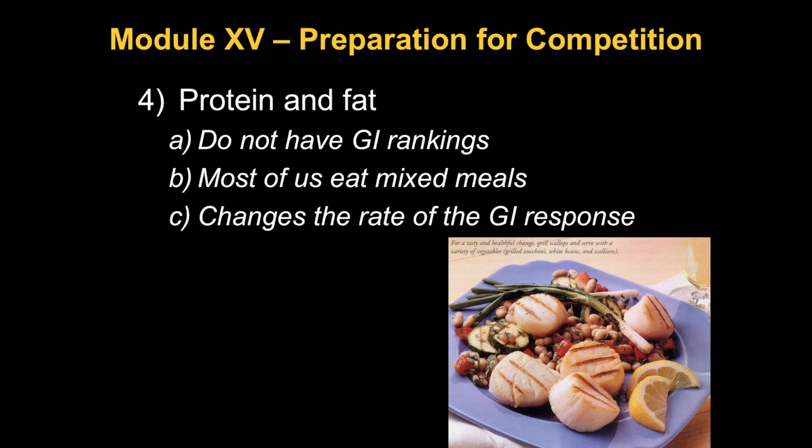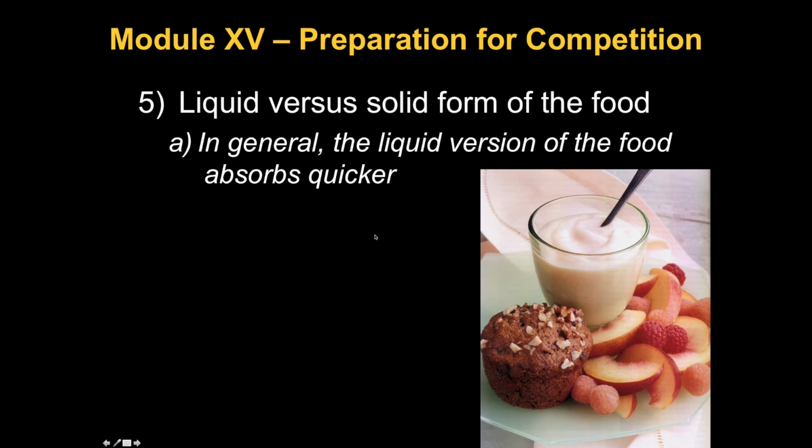As far as protein and fat are concerned, these do not have GI rankings, and again, I can't stress this enough, we are eating mixed meals. We're not simply just eating a potato, or we're not simply just eating corn. We eat a variety of foods. So this is going to affect the way that the glycemic index responds. So it's a bit of an oversimplification, although I do like the principle and concept.